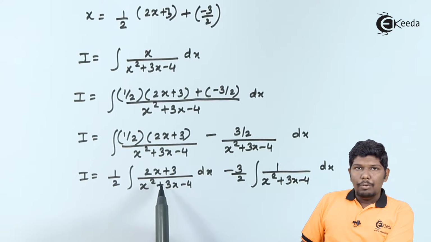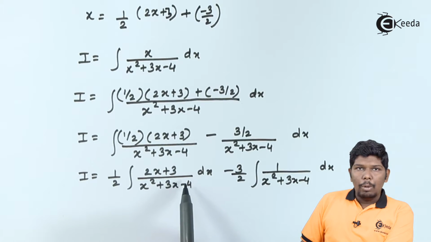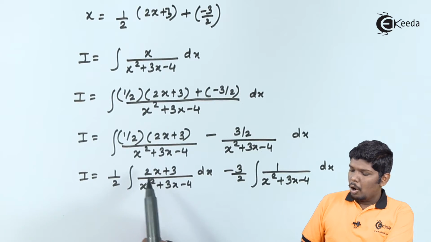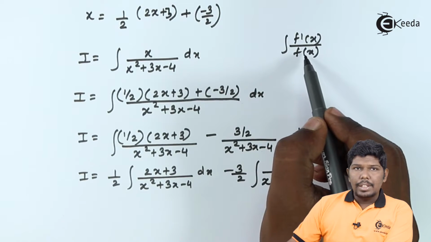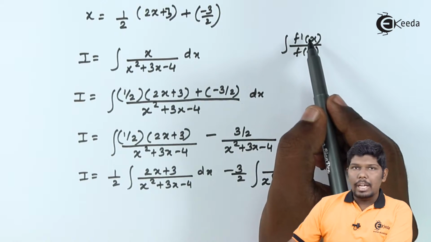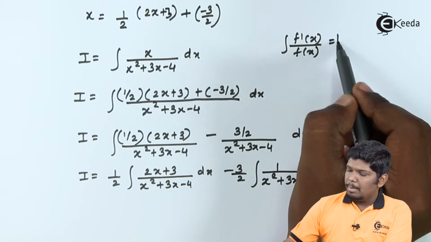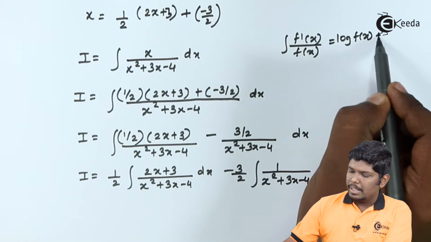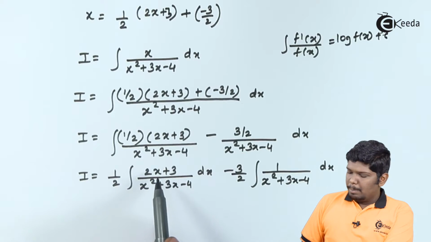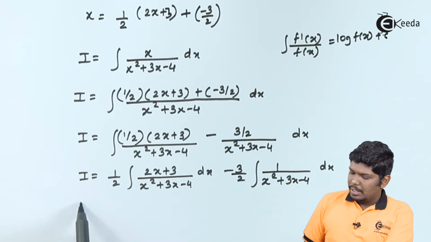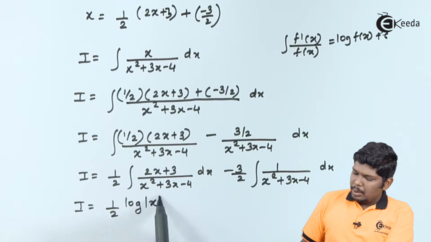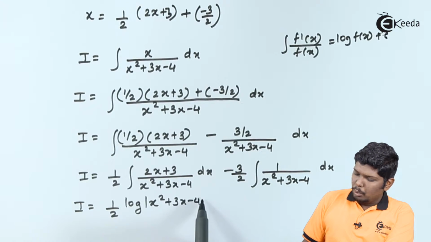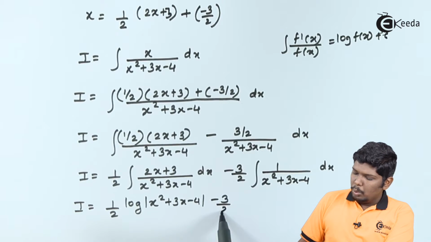In the first part, if you can see, the derivative of the denominator is present in the numerator. Yes, you have identified it correctly. It is in the form of integral f dash x upon f of x. Function present in the denominator, if its derivative is present in the numerator, then this can be written as log of f of x plus c. Similarly, this part is integral f dash x upon f of x, therefore this can be written as log of x square plus 3x minus 4 followed by minus 3 by 2.